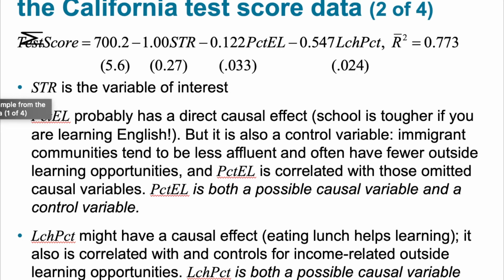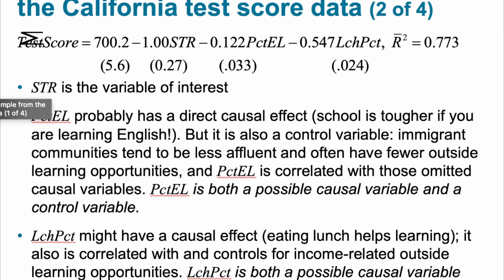Therefore, this variable, percent of students learning English, is correlated with those omitted causal variables. So this variable is a possible causal variable and a possible control. It's definitely a control variable. Now, lunch percent might have a causal effect because eating lunch helps learning, but it is also correlated with and controls for income-related outside learning opportunities, which are very important.